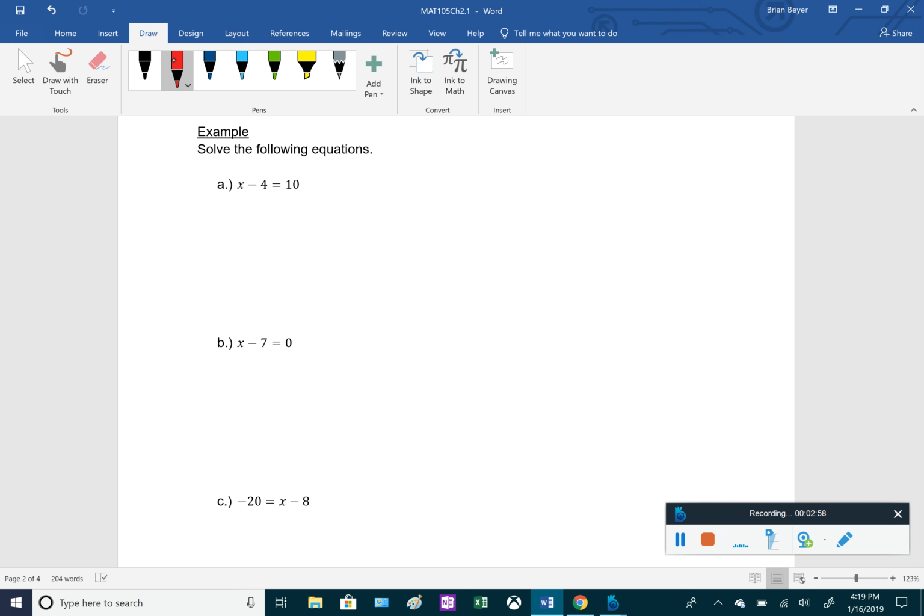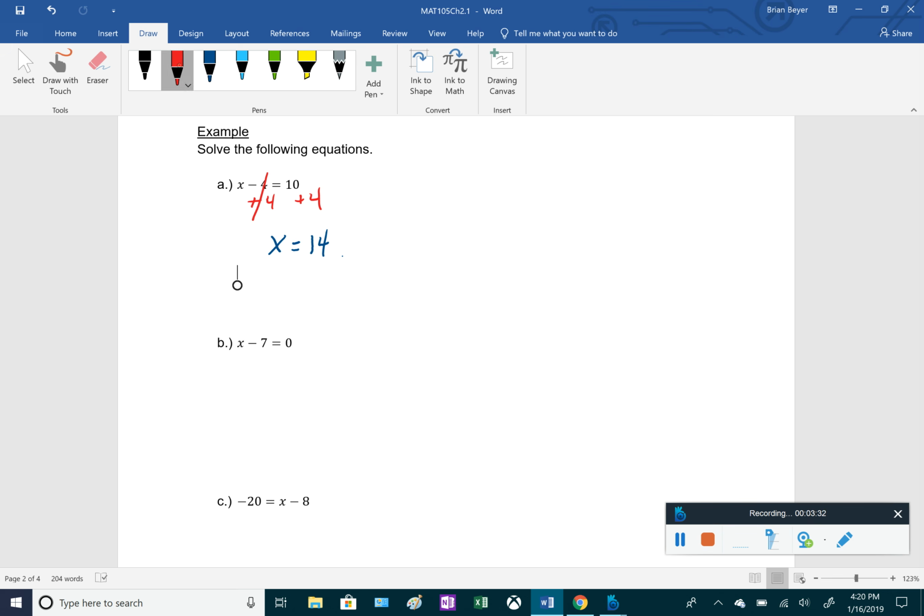In order to get x by itself, we need to get rid of that minus 4, which means we need to add 4 to both sides. We have to do the opposite operation to get it to the other side. This cancels those on the left-hand side, and we're left with x equals 10 plus 4, which is 14. Okay, so that's our solution.